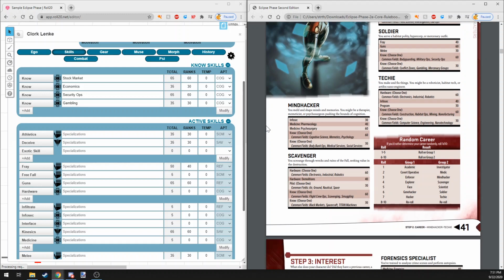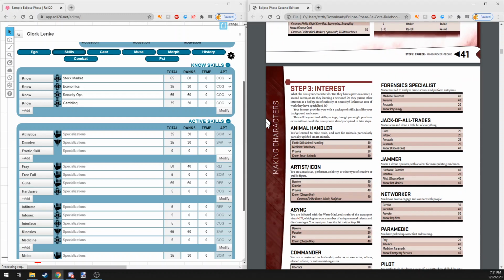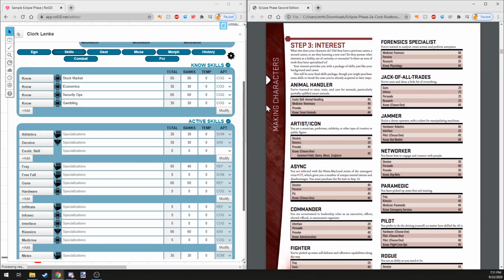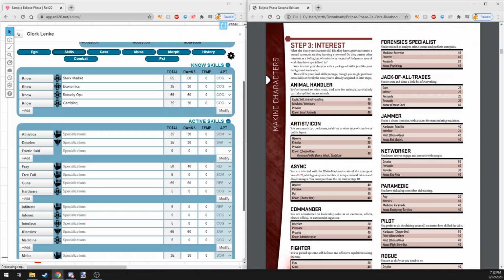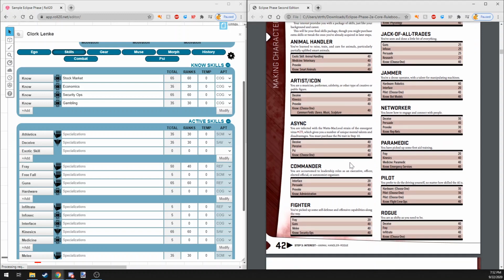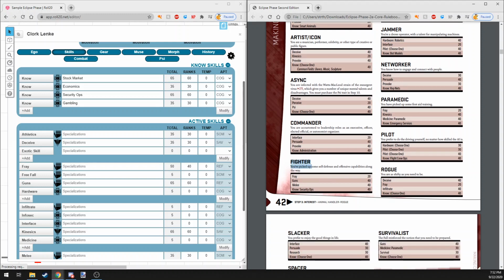And so after you've chosen your career, now you choose an interest. An interest is just some tertiary extra thing that your character does or has. If you wanted to make a character who uses psychic abilities, this is where you'd pick async, but we're not doing that. We're going to build an assassin who doesn't use that. So I'm going to pick fighter because I fight people. And that gives me some more skills.